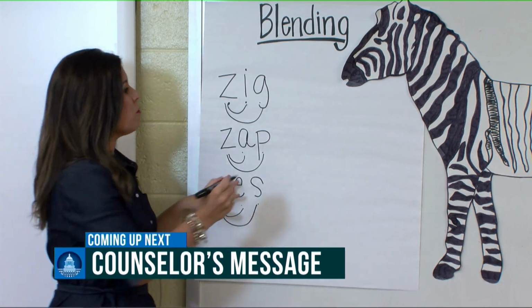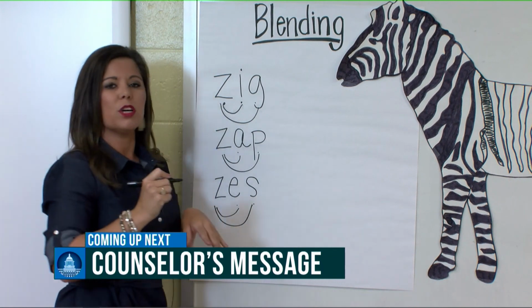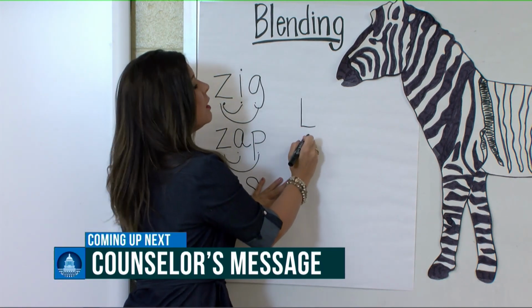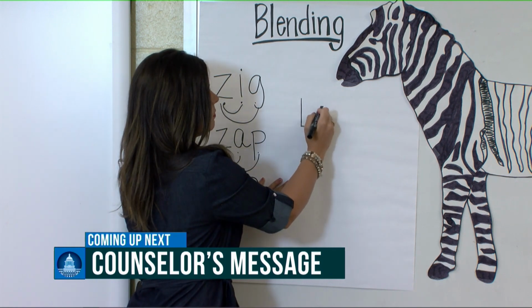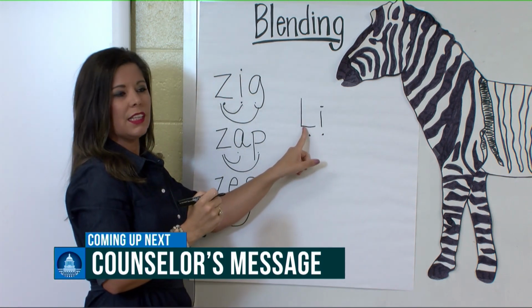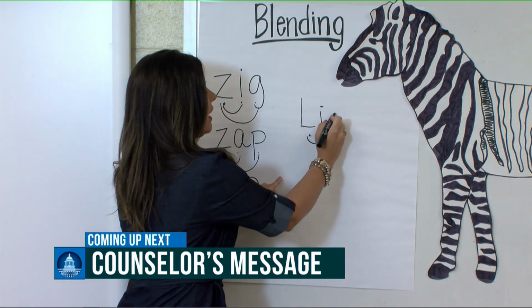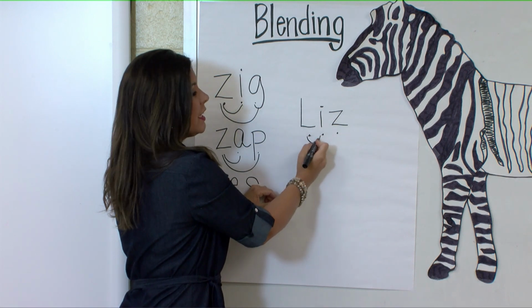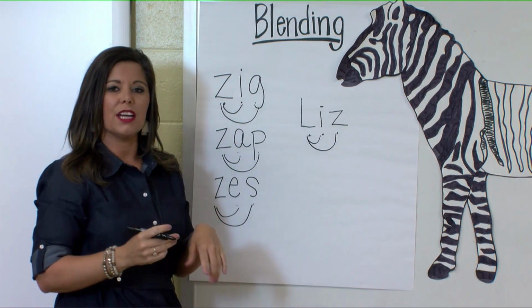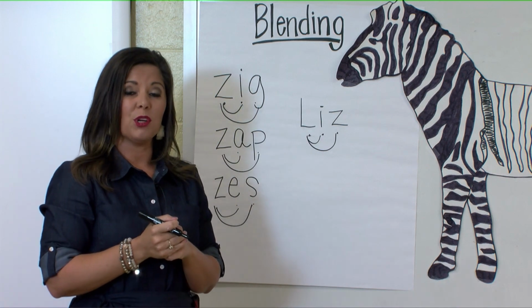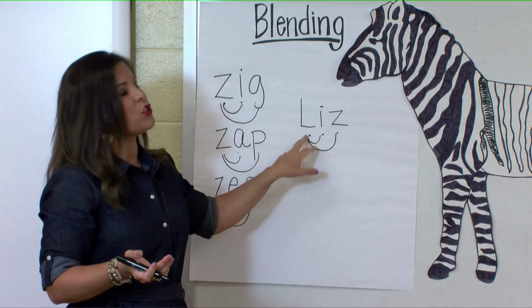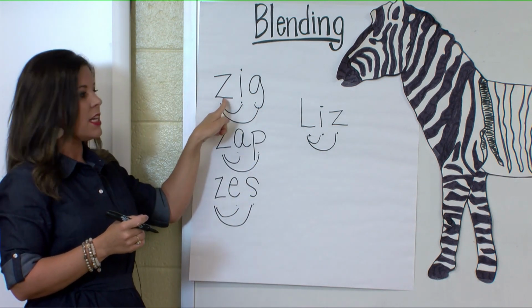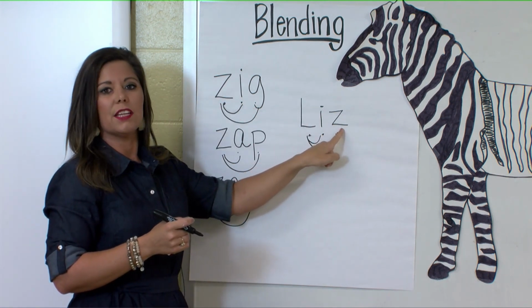All right, let's do one more with blending, and I'm going to use someone's name. So my first letter is going to be a capital letter. L, i. Blend these two sounds. Li, very good. And our new sound, z. Let's blend this whole word. L, i, li, z. Very good. Is any of your names Liz? Or maybe your whole name is Elizabeth? Liz is short for Elizabeth. So notice that I have the z sound at the beginning of words, and z right here is falling at the end of that word.